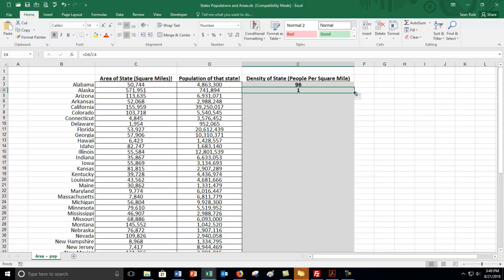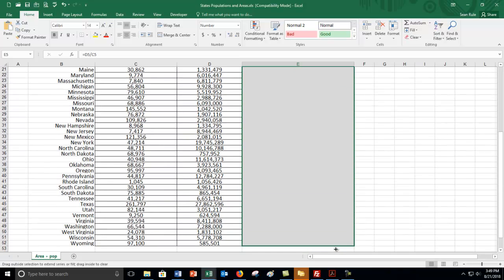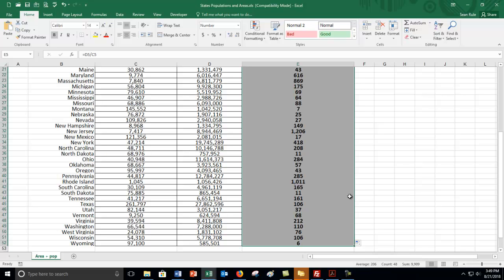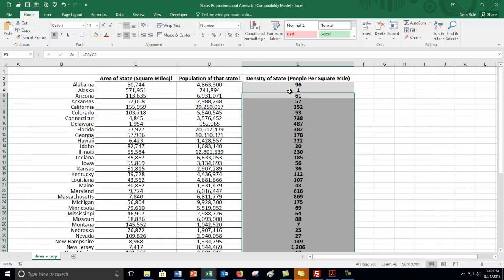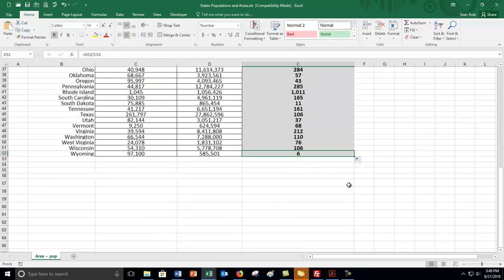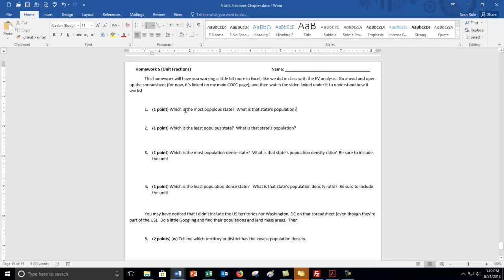Drag it down again, we'll pick up Arizona. Arizona has 61 people per square mile. So far, Alabama has the greatest population density of the three. Now, I think you see where this is going. We need to drag this all the way down to the bottom, and then you'll get all of the population densities from Alabama all the way down to Wyoming. When you look back at your homework, I ask you lots of questions about this. What's the most populous state? What's its population? What's the least populous? What's its population? And then population density starts coming in.